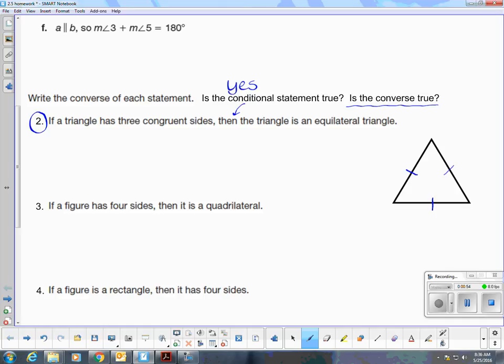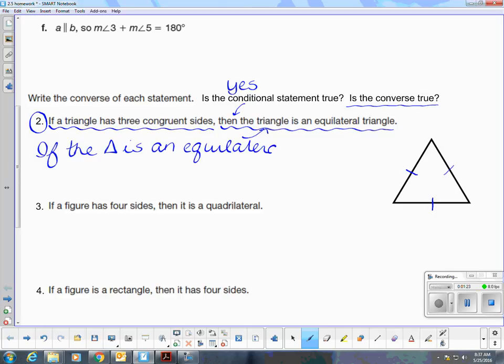And when I rewrite this to write the converse, I want to take the hypothesis, that's the beginning statement, and the conclusion, and I want to switch those around. So, if a triangle is an equilateral triangle, then the triangle has 3 congruent sides.